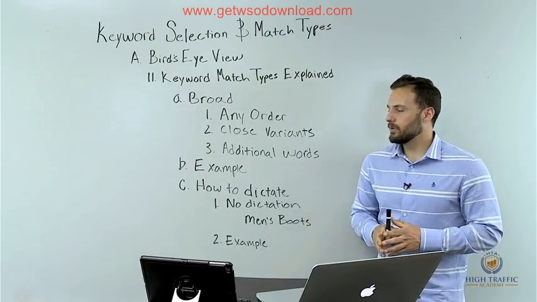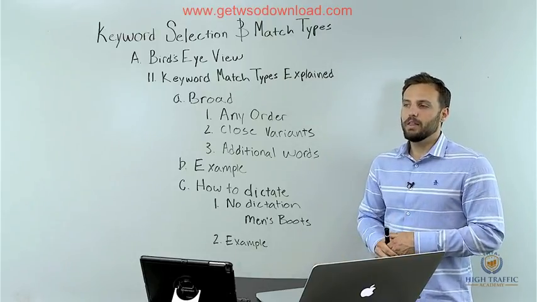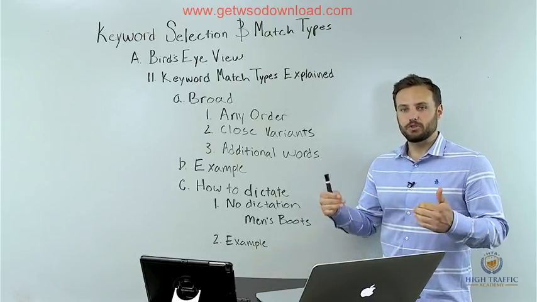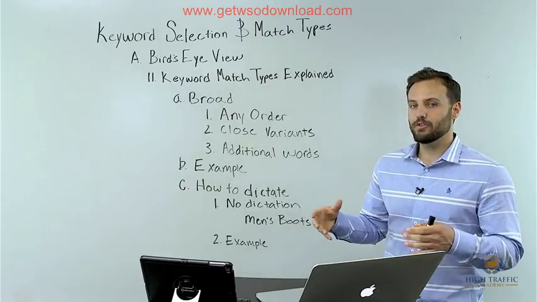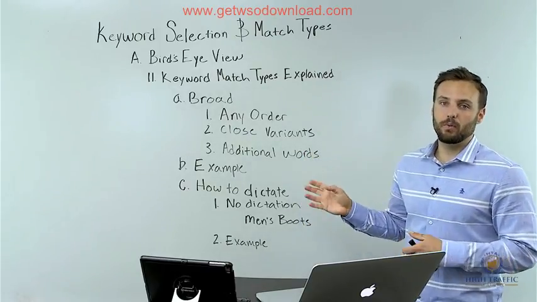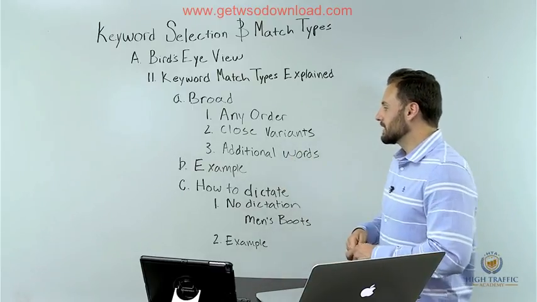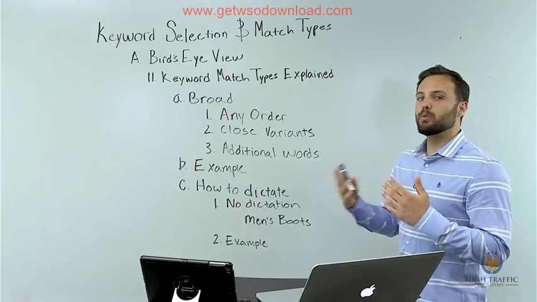So broad match is pretty much the antithesis of the exact match and the phrase match, where those are restrictive and don't allow very much to go on with the user search query. They pretty much have to search for what your key phrase is in the order it's in. With the broad match, it's the complete opposite. It's basically there's no restrictions.